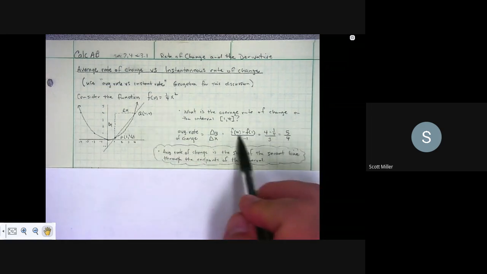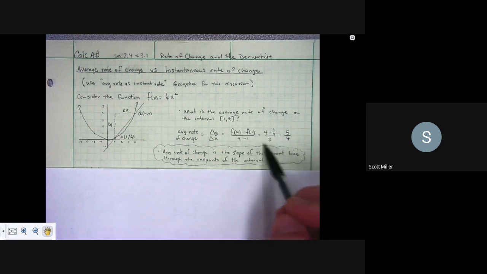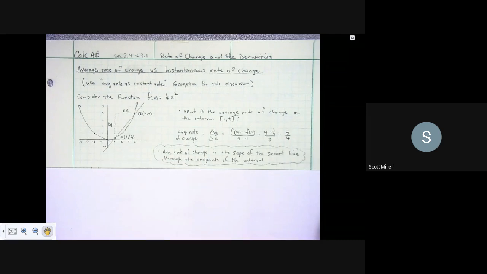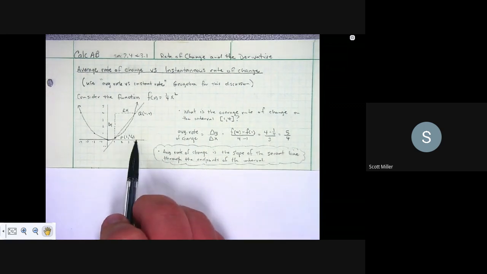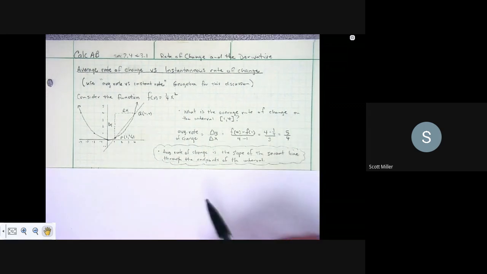Okay, so then here is the difference quotient right here. And then we plug in our values, and we get a slope of 5/4. So it's up 5 and over 4. The average rate of change is the slope of the secant line through the endpoints on an interval that is given. So the interval would be 1 to 4. So this is the average rate of change. This is your secant slope.